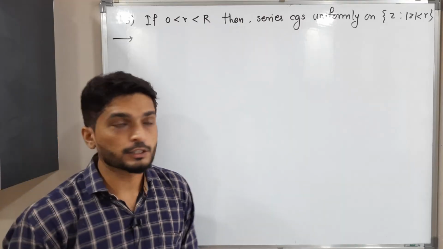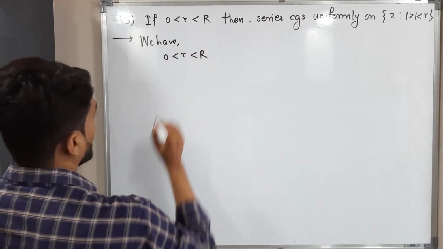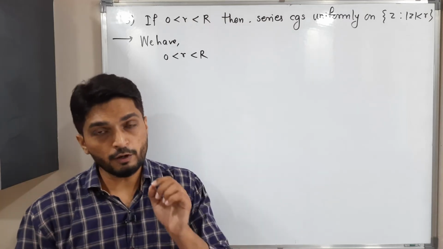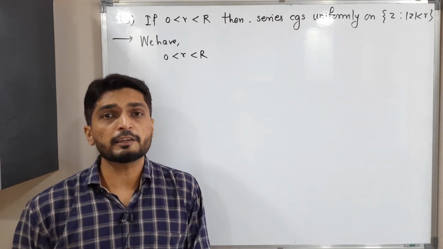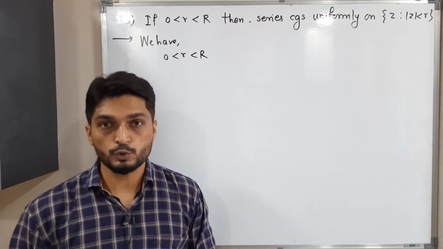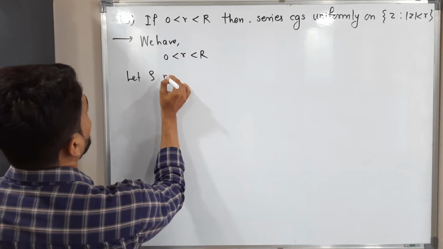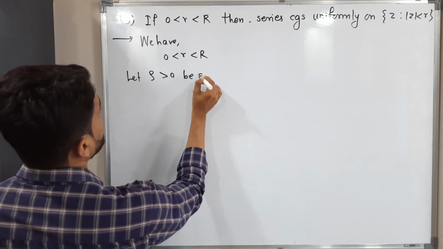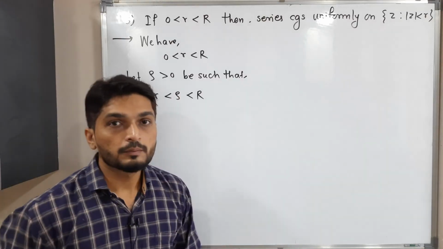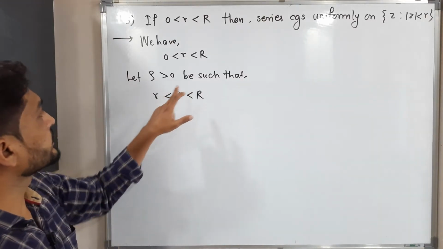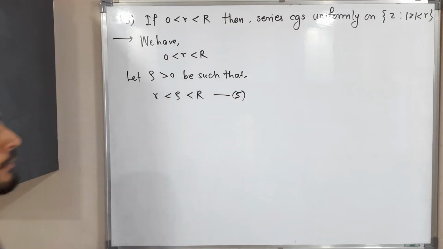So let us start with the given condition. We have 0 less than r less than capital R. Again I will use the same technique which we used for the previous case. If you have two positive real numbers, small r and capital R, then definitely we can find some positive real number which lies between these two. So let us take rho greater than 0 such that r less than rho less than capital R. Let us call this inequality number 5.